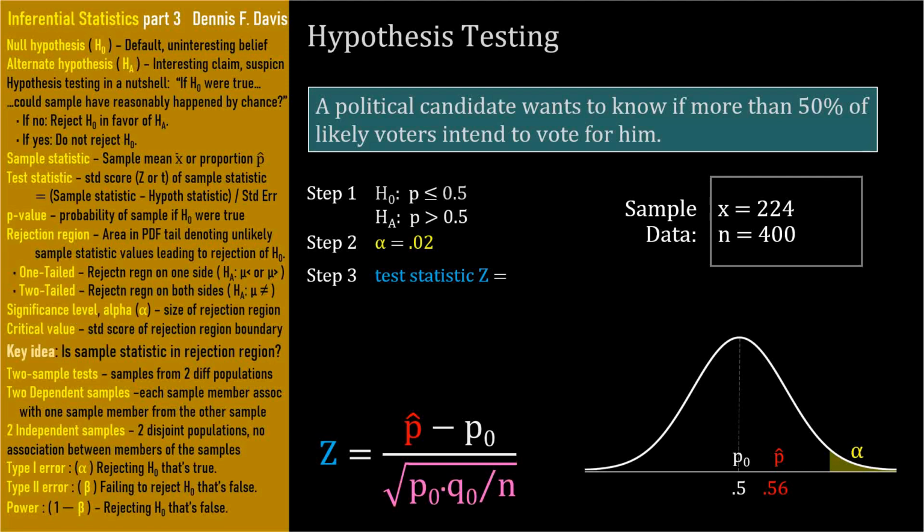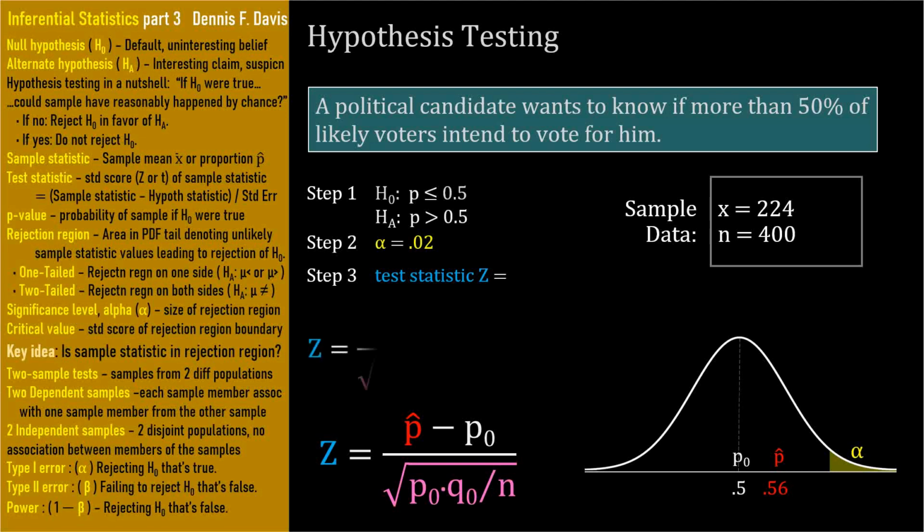The denominator is the standard error. For proportions, it's the square root of PQ over N. Now, for confidence intervals, we used P hat and Q hat because that's all we had. Again, for hypothesis testing, when we do our math, we always assume H0 is true. So we'll use P0 and Q0. We know all the variables, so we can calculate Z.